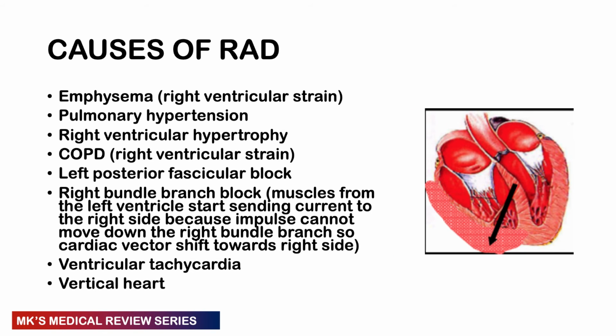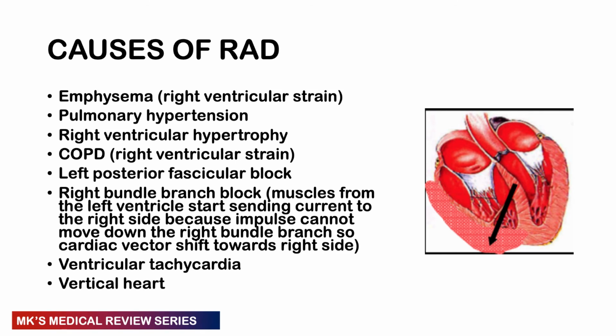So causes of right axis deviation include things like emphysema, which can put strain on the right side of the heart, pulmonary hypertension, right ventricular hypertrophy, and COPD, which cause right ventricular strain. You also have left posterior fascicular block, and even right bundle branch block. This is very easy for you to actually note.